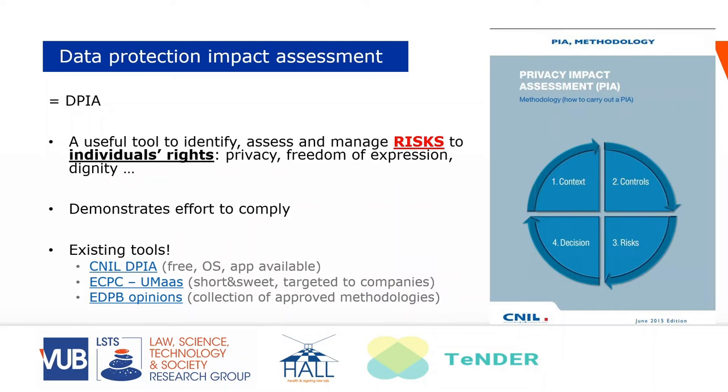The first thing that I would usually do in a project is a data protection impact assessment, or a DPIA. It's an exercise, an analysis that you go through to figure out what could be possible privacy risks to the people that you are dealing with. So your research participants, or if you took data from a database, the data subjects whose data is in the database. And it also demonstrates that you are trying to comply, you're doing your best to be lawful and ethical. The nice thing is that there are existing tools out there.